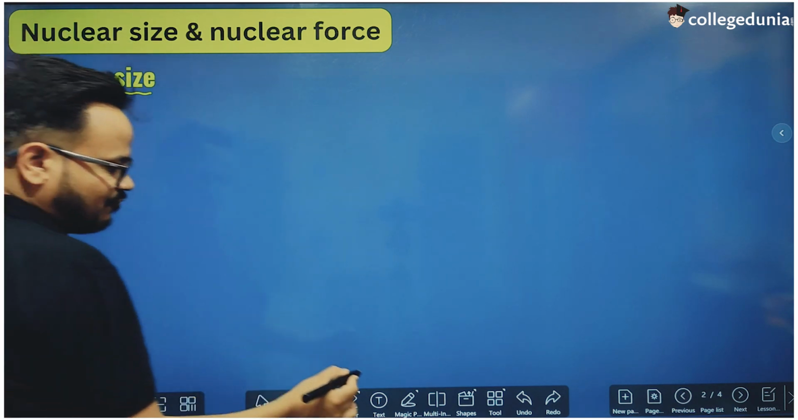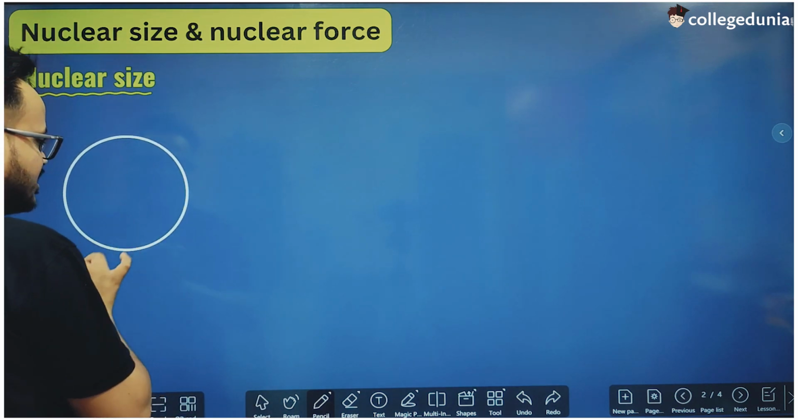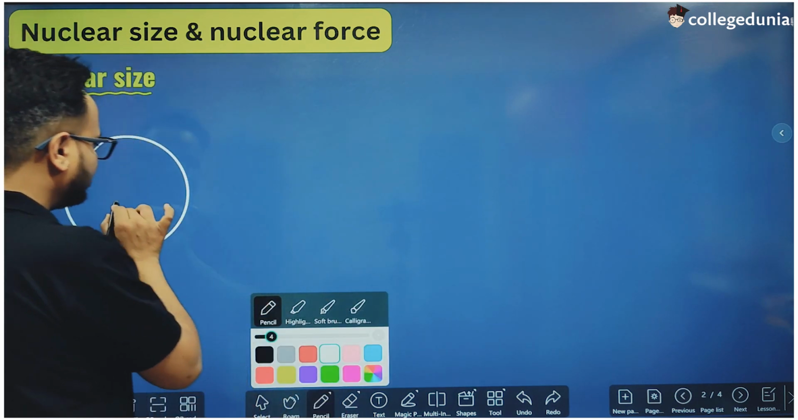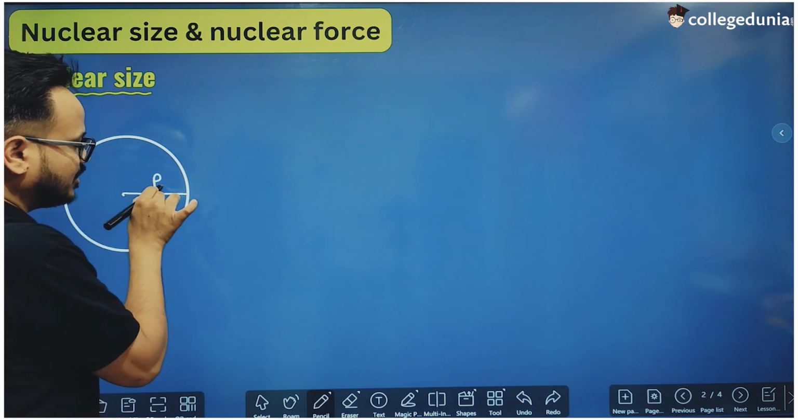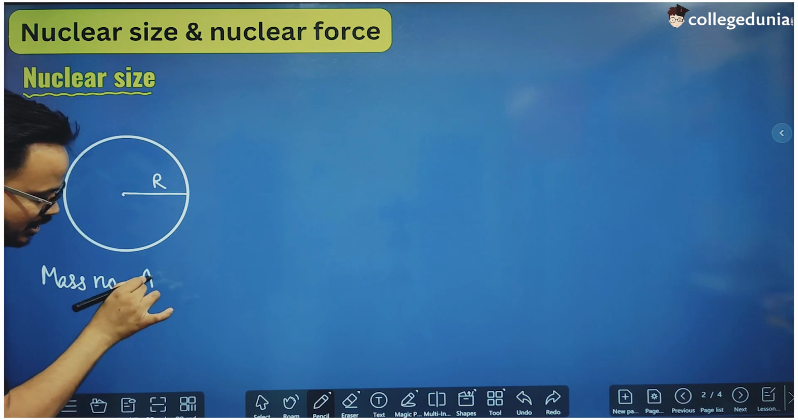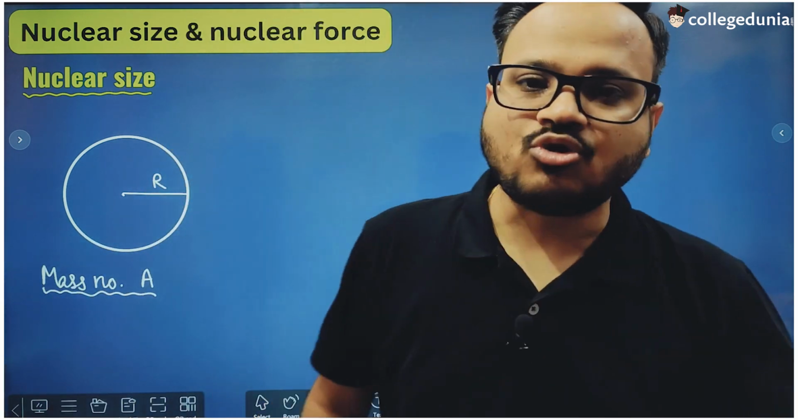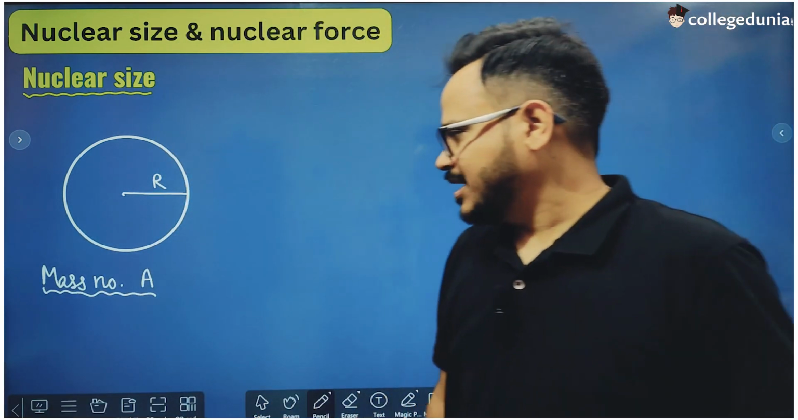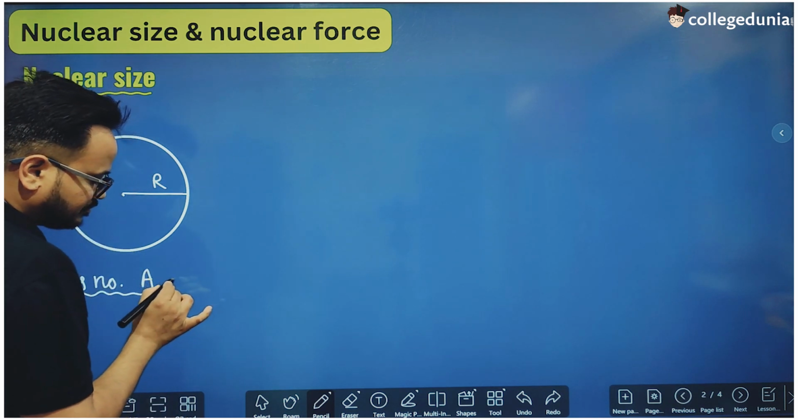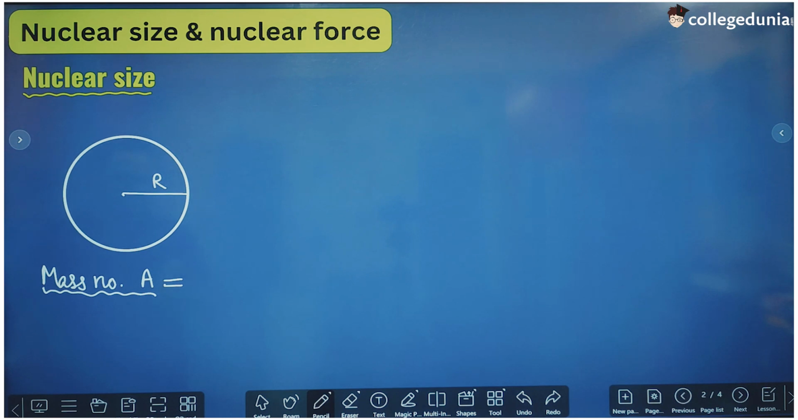So students, if we consider that the nucleus of an atom is spherical and let us say the radius of that sphere is r, right? So we have a formula for r. Let us say the mass number of this nucleus is A. Mass number is always denoted by A and atomic number is always denoted by Z. What is mass number? You all have studied mass number and atomic number in class 11th, in class 10th, in class 9th.